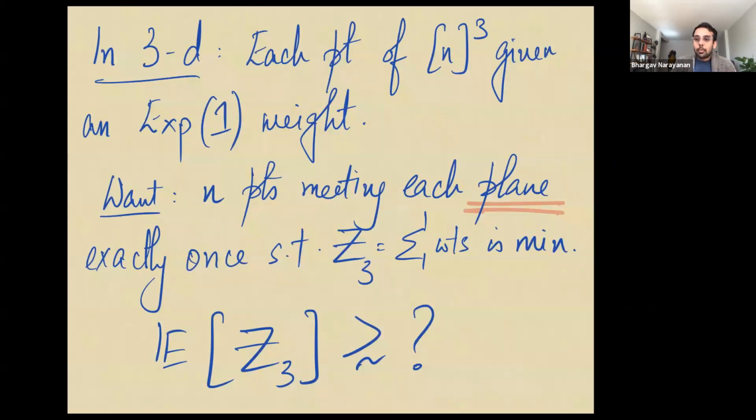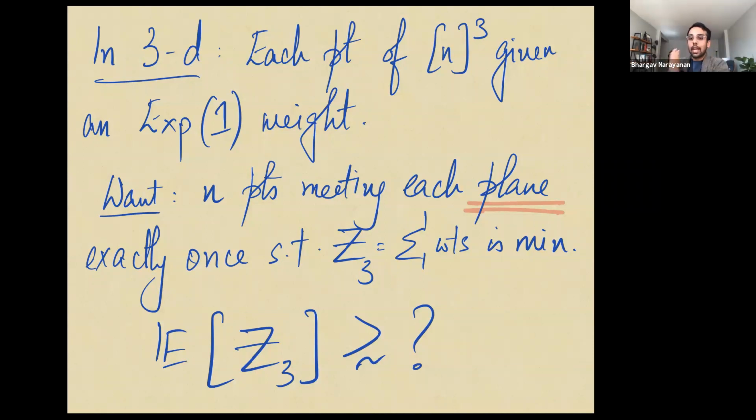But let's ask the same question in 3 or more dimensions. So the setup's the same. We now put independent exponential weights on, let's say, the n by n grid, and we'd like to again select endpoints. Earlier we had constraints on all the lines, the rows and columns. Now we'll insist that we meet each axis parallel plane exactly once. And so the same cheap argument from earlier works.